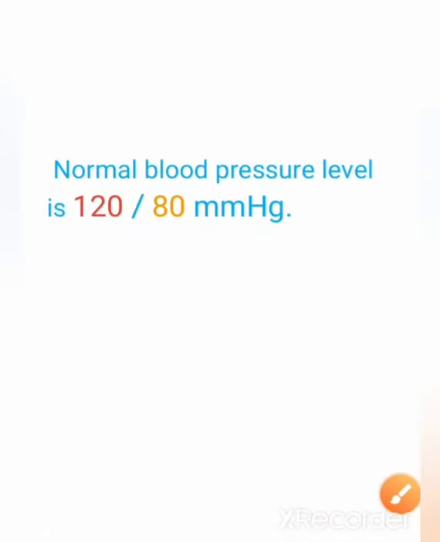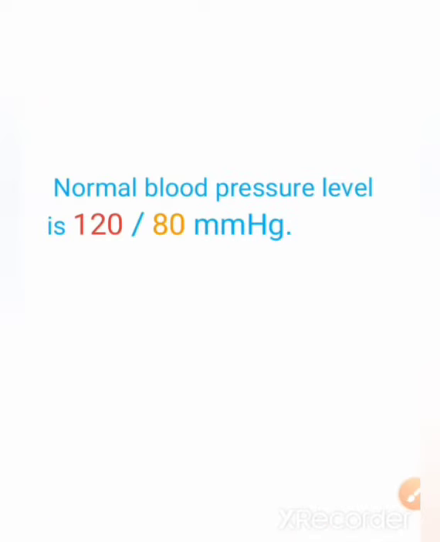Normal blood pressure level is 120 by 80 mmHg. 120 indicates the systolic pressure. 80 indicates the diastolic pressure. What are systolic and diastolic pressure? First, we want to understand the difference between systole and diastole.